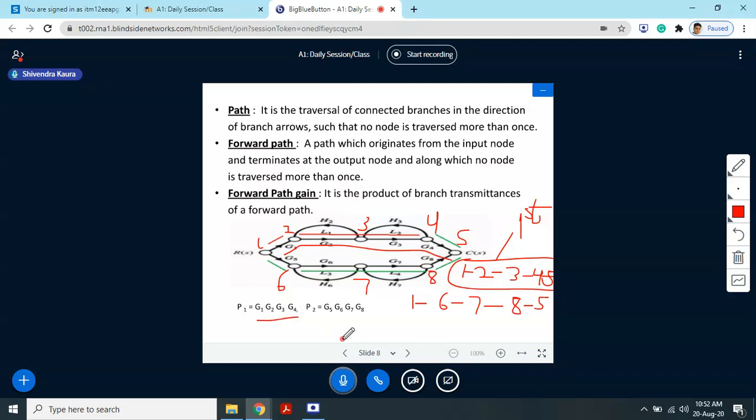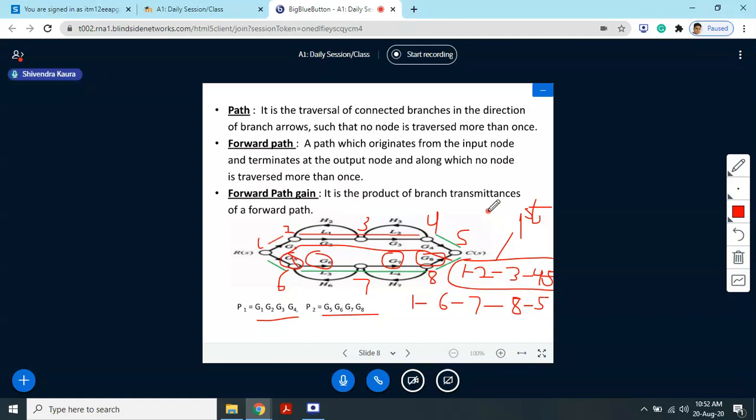This is the path gain. And if we are traveling on this path from 1 to 6, 6 to 7, 7 to 8, then our path gain will be G5, then G6, then G7, then G8. So this will be the second path gain.